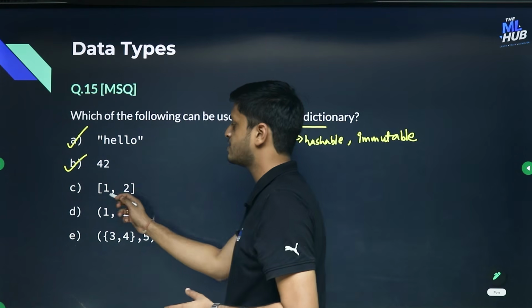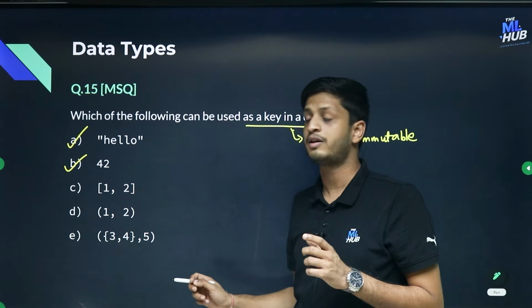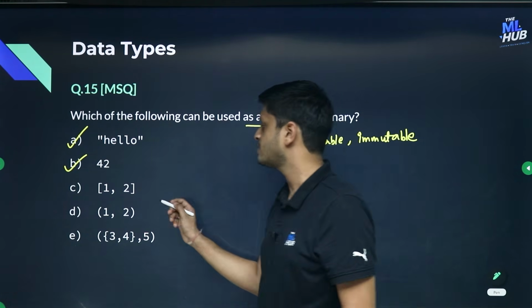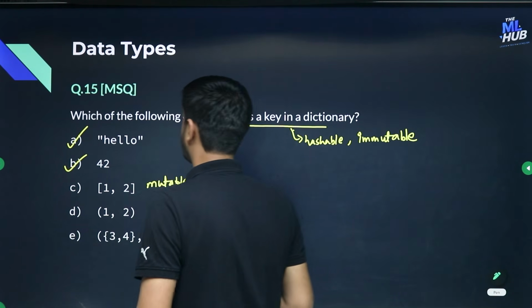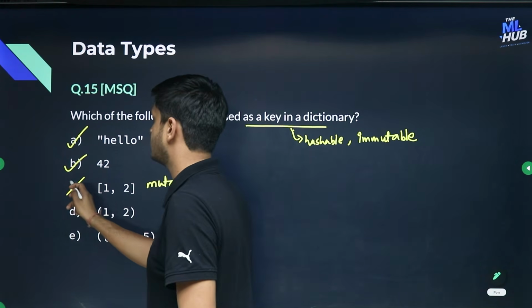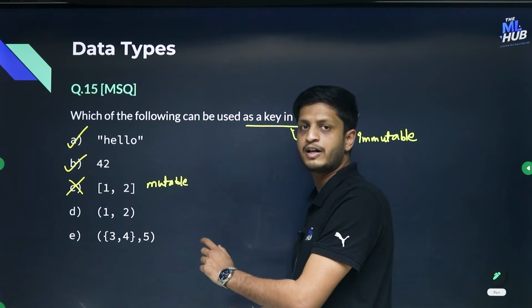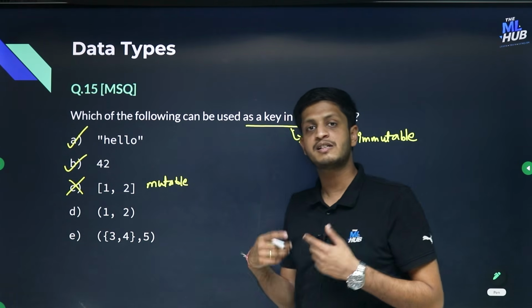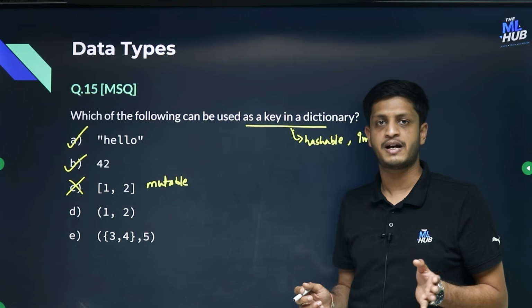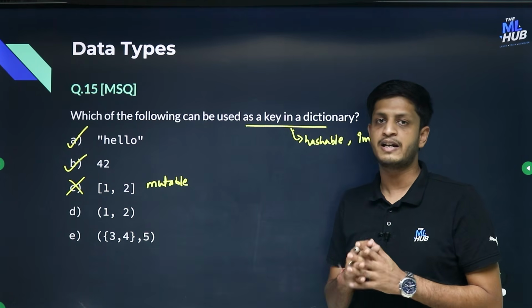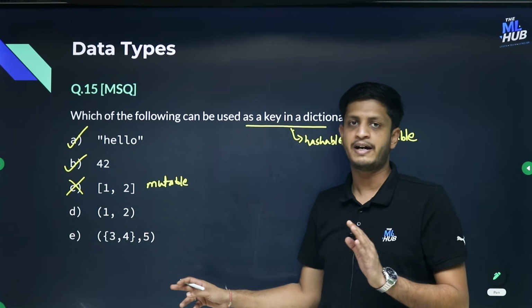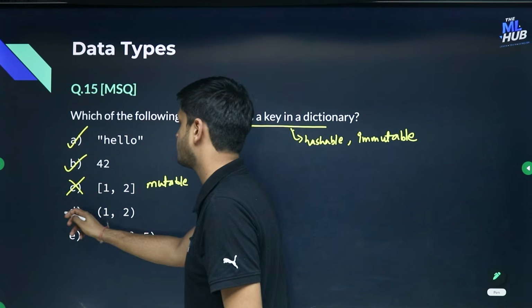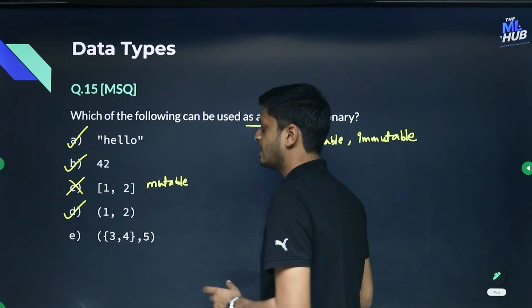Then a list containing 1 and 2. List is mutable and hence it cannot be hashed and hence it cannot be used as a key in a dictionary. Then we have a tuple containing 1 and 2. If a tuple contains a mutable object inside it, that cannot be hashed. But if a tuple only contains immutable objects, which is 1 and 2, then that can be used as a key. It is again hashable, so option D is correct.